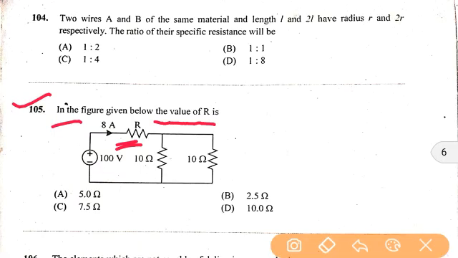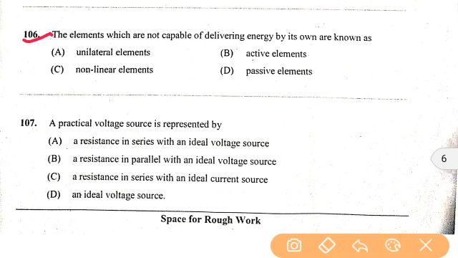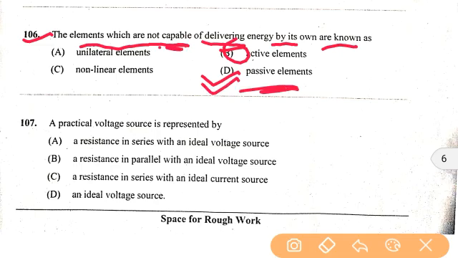So the correct answer is option C. In the next question, the elements which are not capable of delivering energy by themselves are known as passive elements, and those elements which are capable of delivering energy are called active elements. So here it is not capable, that is option D. A passive element is not capable of delivering energy.